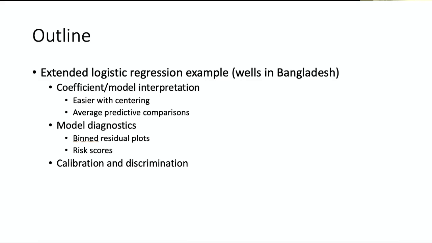Talking about how to assess model performance for a logistic regression model as a classifier. There are two concepts: calibration, which is how accurate are your probabilities, and discrimination, which is how good are your guesses based on your probabilities. We'll go over those later.